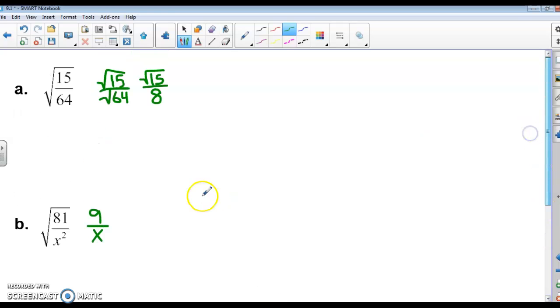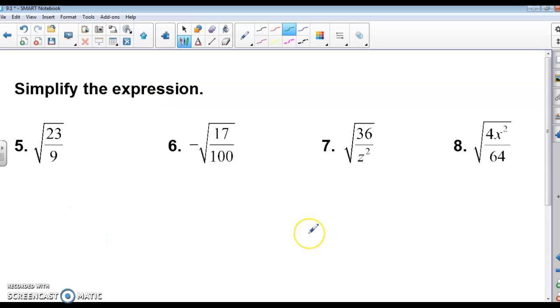All right. So if you're ready, try these 4 out. And when you are done, press play again. So pause the screen so you can do the 4. And then when you're ready, press play and look at the answers.